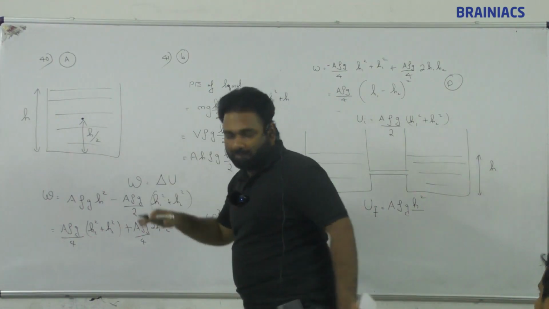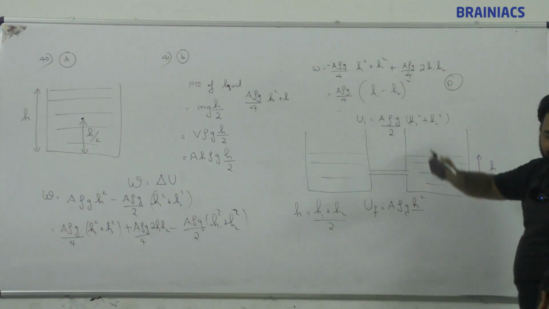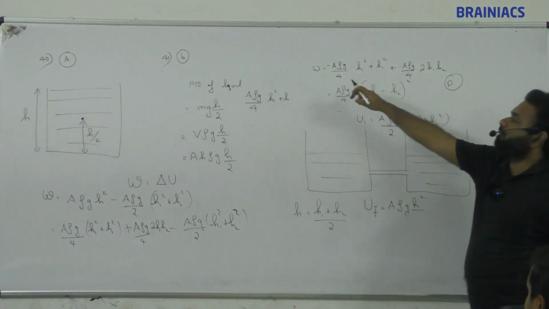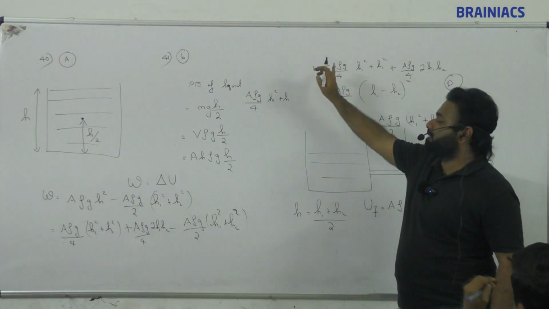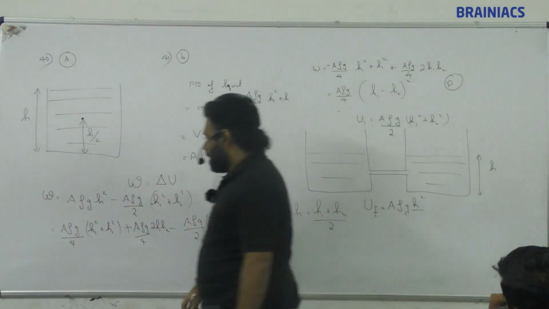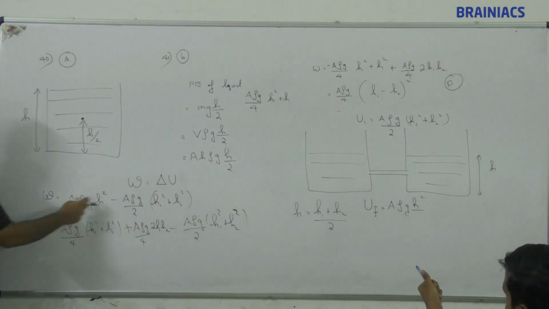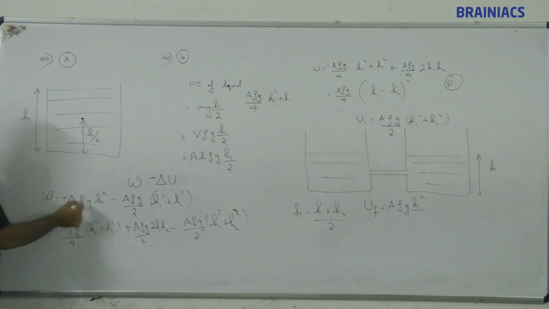Right from the beginning. Okay, finished. So in this, this minus is extra. Can anyone look? This minus is extra. How to solve this? Sir, minus delta U. W is equal to minus delta U. So plus, correct? Yes, sir.